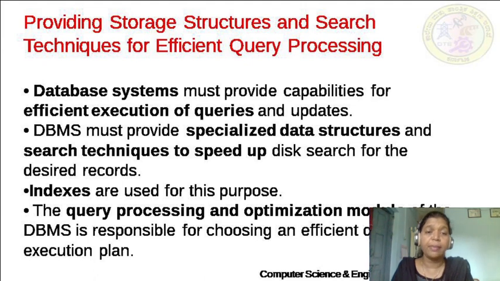So the DBMS must provide specialized data structures and search techniques to speed up disk search for the desired records, isn't it? So it should have specialized techniques and data structures so that it is very, very fast. Once I type the query, within a fraction of a second, maybe 5 to 6 seconds, I should get the answer back. Then only I will prefer to work with such a database management system. So that's what I mean to say, indexes are used for this purpose.